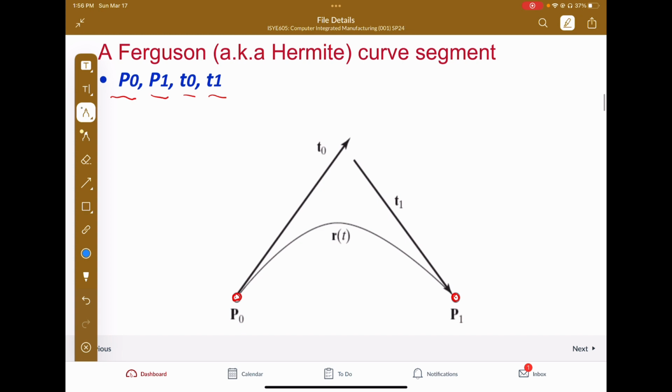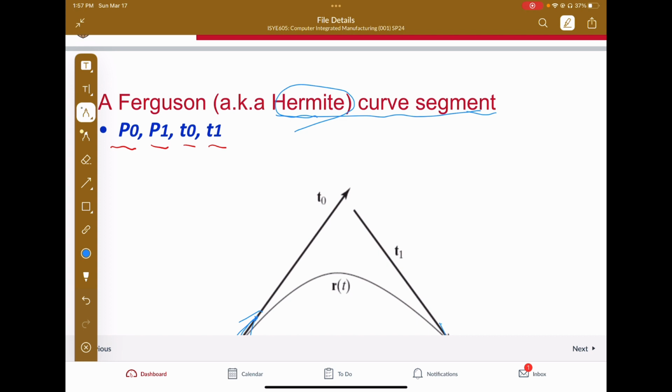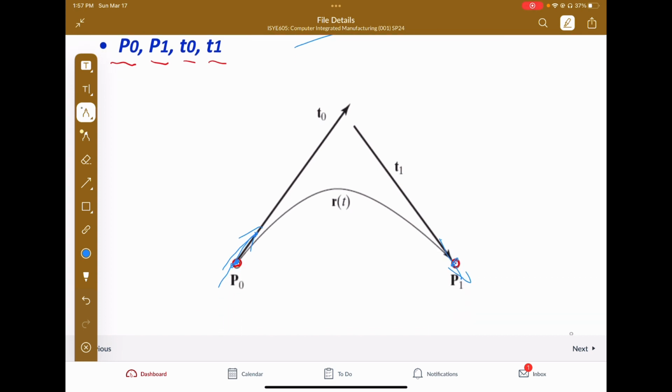Then we move to the Hermite curve segment. The Hermite curve segment is a specific method of the cubic curve, so we call it the Hermite cubic curve. In the Hermite cubic curve, we use the endpoints and also the tangents through these points to define the curve segments.